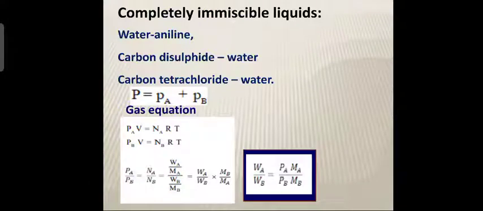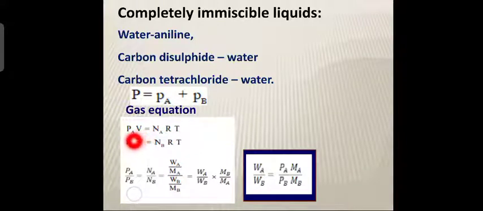Now completely immiscible liquids. What are completely immiscible liquids? Examples: water and aniline, carbon disulfide water, carbon tetrachloride water. So these are completely immiscible liquids. Now the total pressure P is equal to the sum of the partial pressures of the components, Pa plus Pb. For component A you can write the ideal gas equation PaV = nART, and for component B, PbV = nBRT.